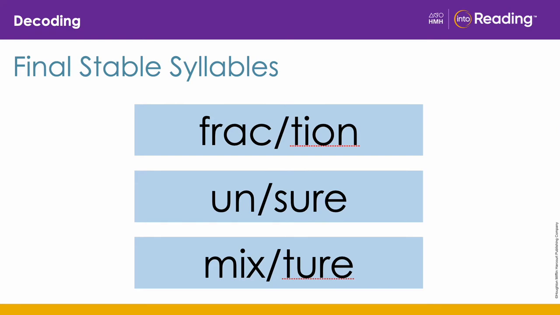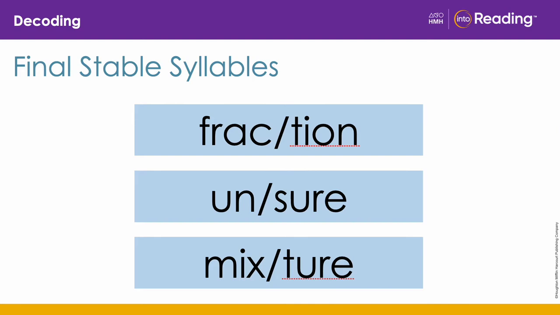Fraction. The second word is unsure. I see the final syllable S-U-R-E, so I'll divide the word before the S-U-R-E. Now I can sound out each syllable. The first syllable is un, and the final syllable is sure. Let's read the word together.